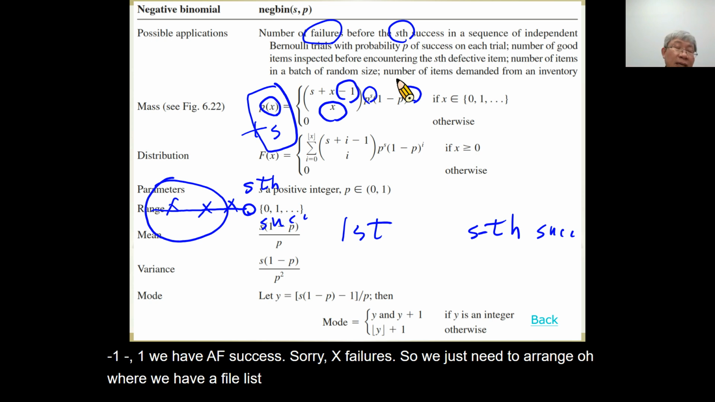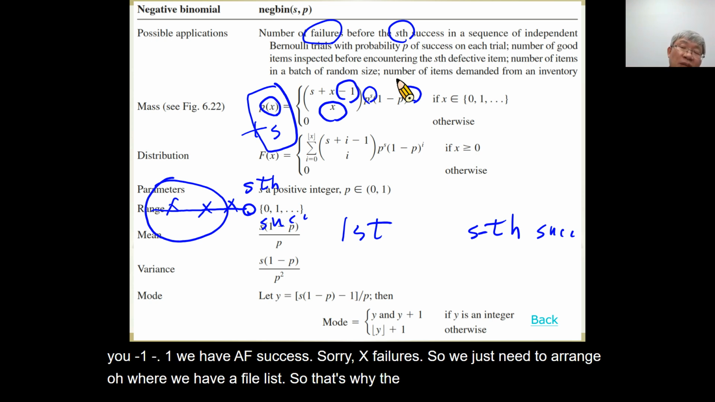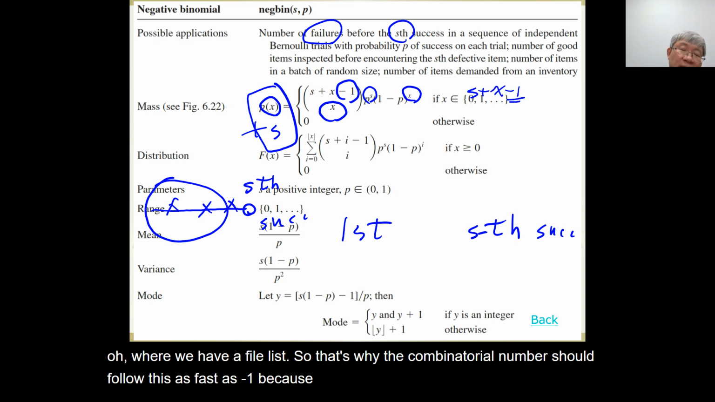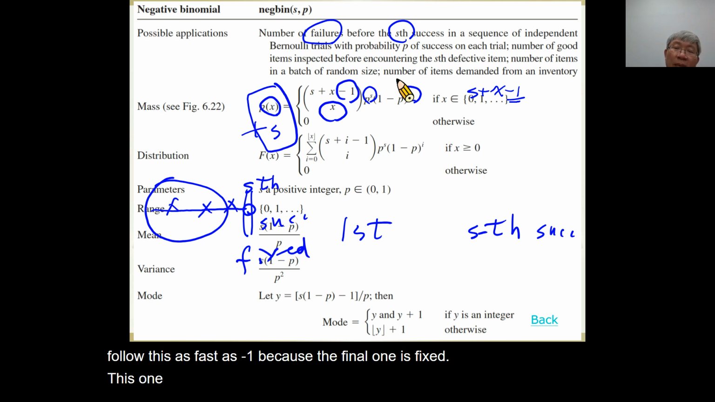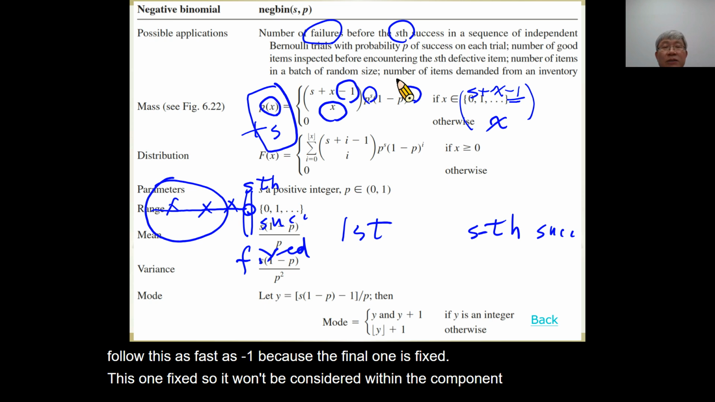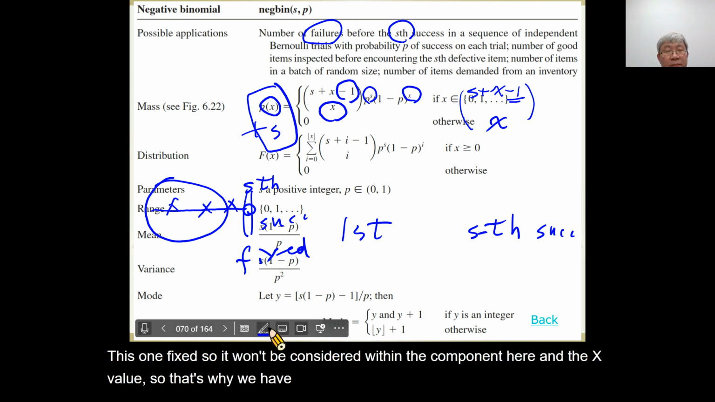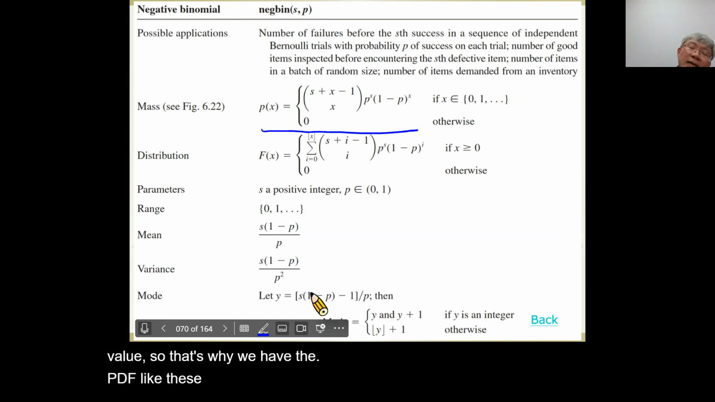So the combinatorial number should follow this: S plus X minus 1, because the final one is fixed. This one is fixed, so it won't be considered within the combination here. And then the X failures. That's why we will have the PDF like this. So it's the negative binomial, and this is the current version.